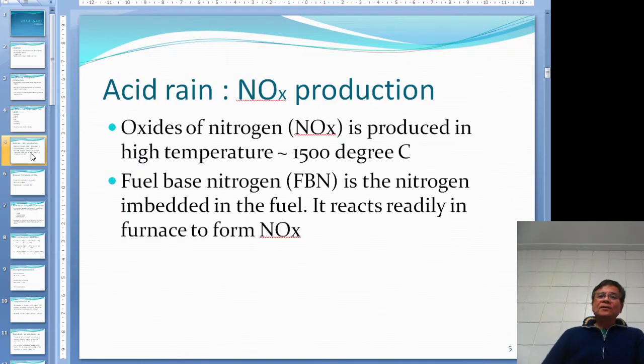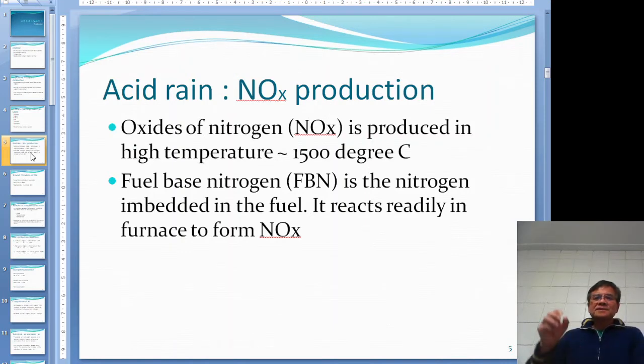Okay. Now, one of the big topics nowadays is acid rain, the environment. So NOx production is one of the important aspects of the burning process, the combustion. The NOx we refer to is a compound which combines oxides of nitrogen. It could be NO, NO2, or different types of combination. They are produced when the furnace temperature is really high, around 1500 degrees C.